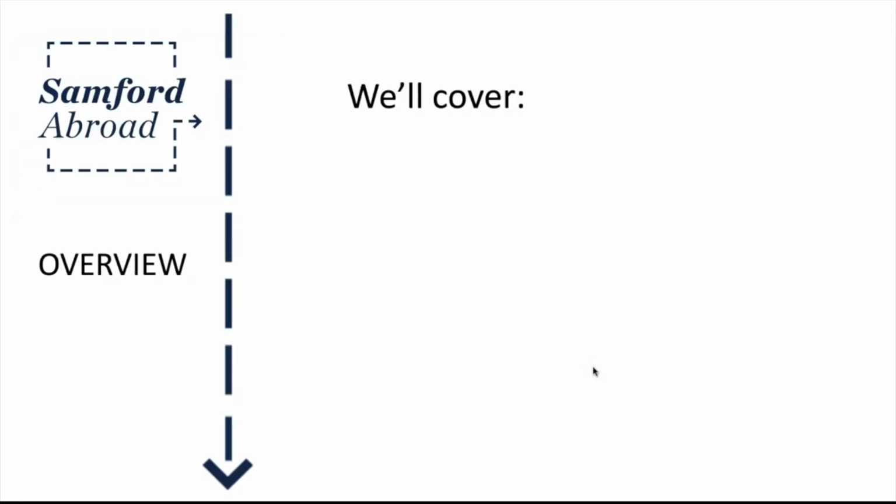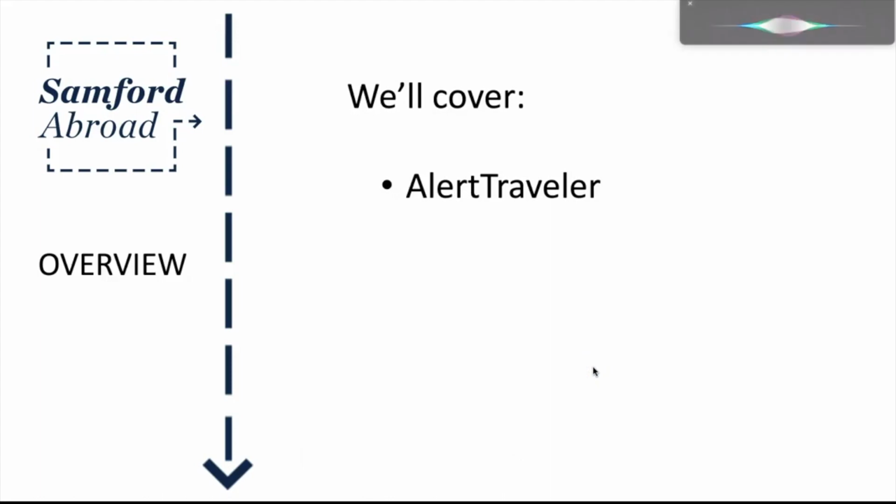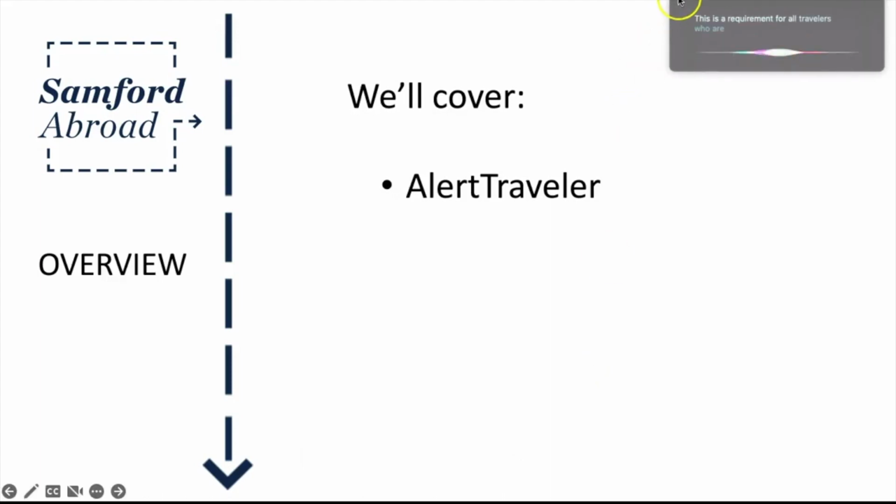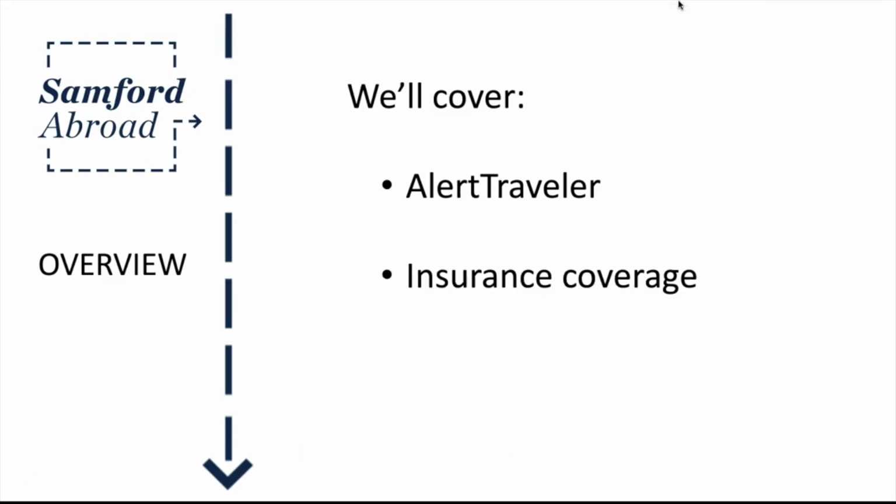Today we're going to be covering a few things related to health and safety. First, we will talk about your Alert Traveler app. This is a requirement for all travelers who are leaving to go abroad internationally with Sanford University. Then we'll talk about the insurance coverage that has been purchased for you, how that works, what it covers, what it doesn't cover. And then finally, we'll go through several safety tips, ways to keep yourself healthy and safe while you're abroad.